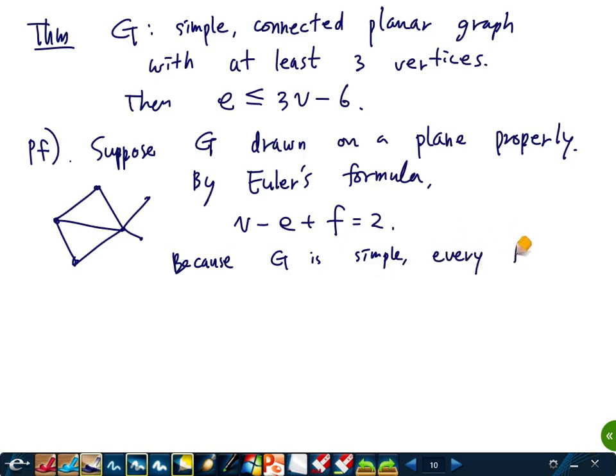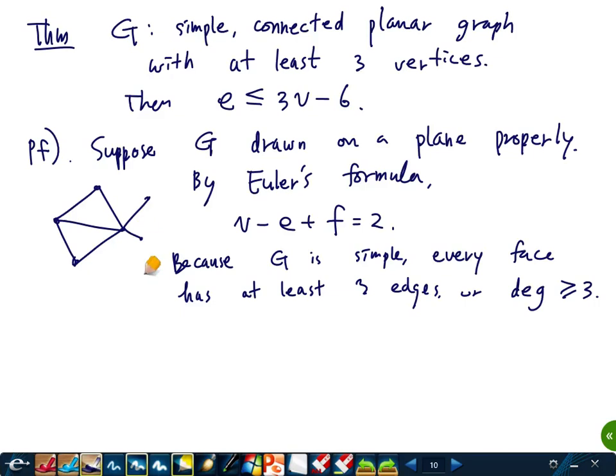Because it's simple, every face has at least 3 edges, or its degree is at least 3. Because degree is the length of the boundary that you follow, it can be even more than the number of edges if there is an edge sticking out like this.